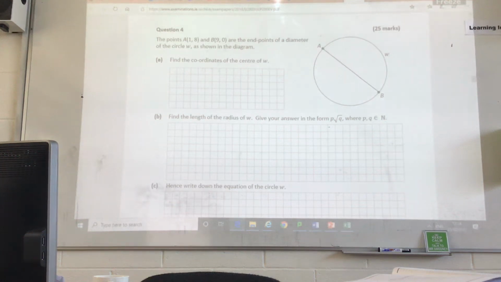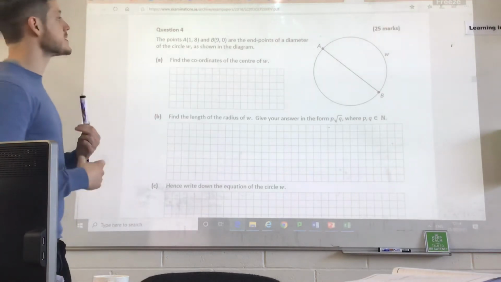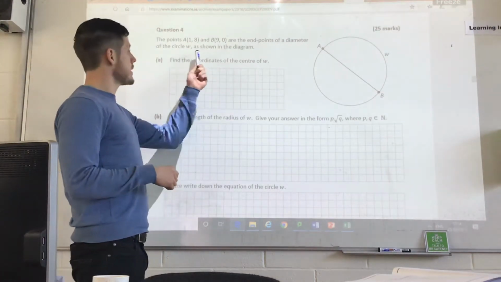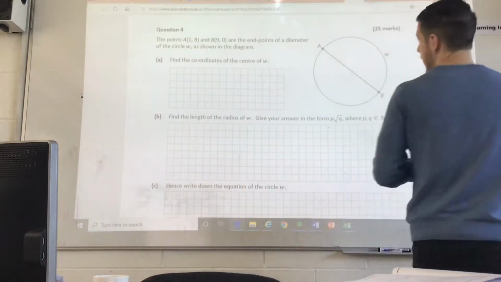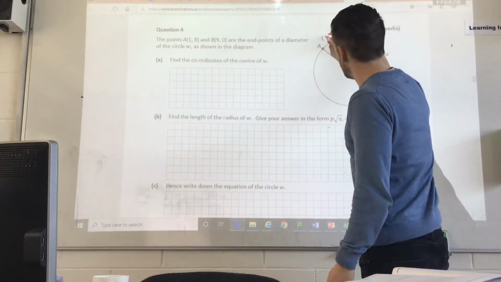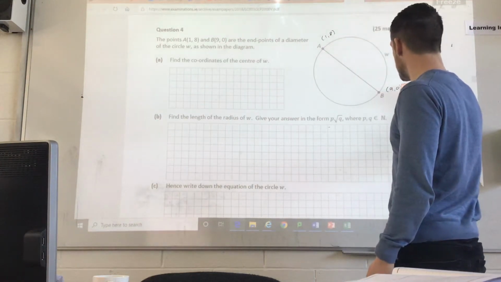Hey guys, so we're going to have a look at 2018 paper 2, question 4, which is coordinate geometry. Again, this is not too bad of a question, you just need to know which formulas to use. So we're looking here at the circle. It says that we've got a circle W, and we've got points A and B. A here being 1 and 8, and B being 9 and 0.